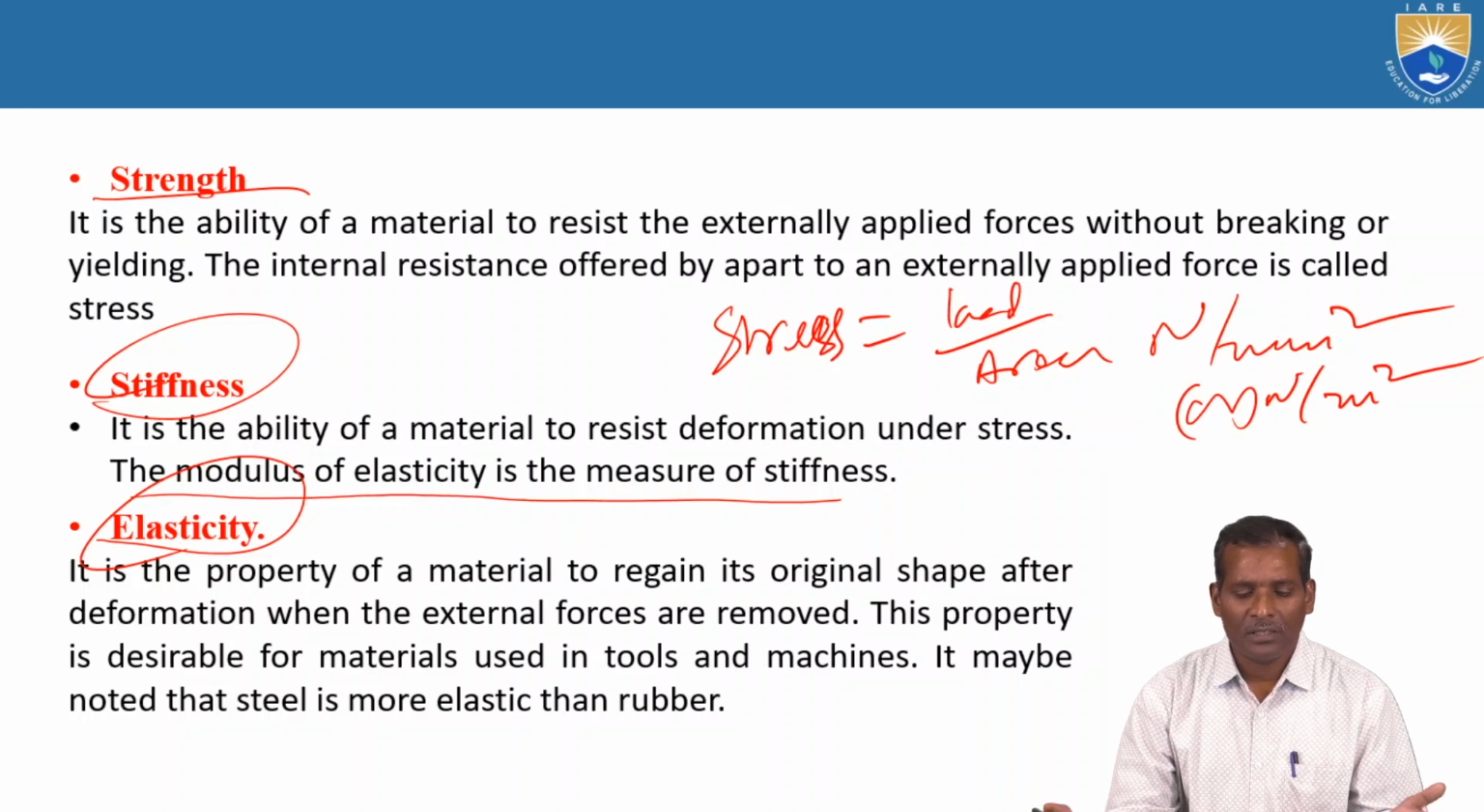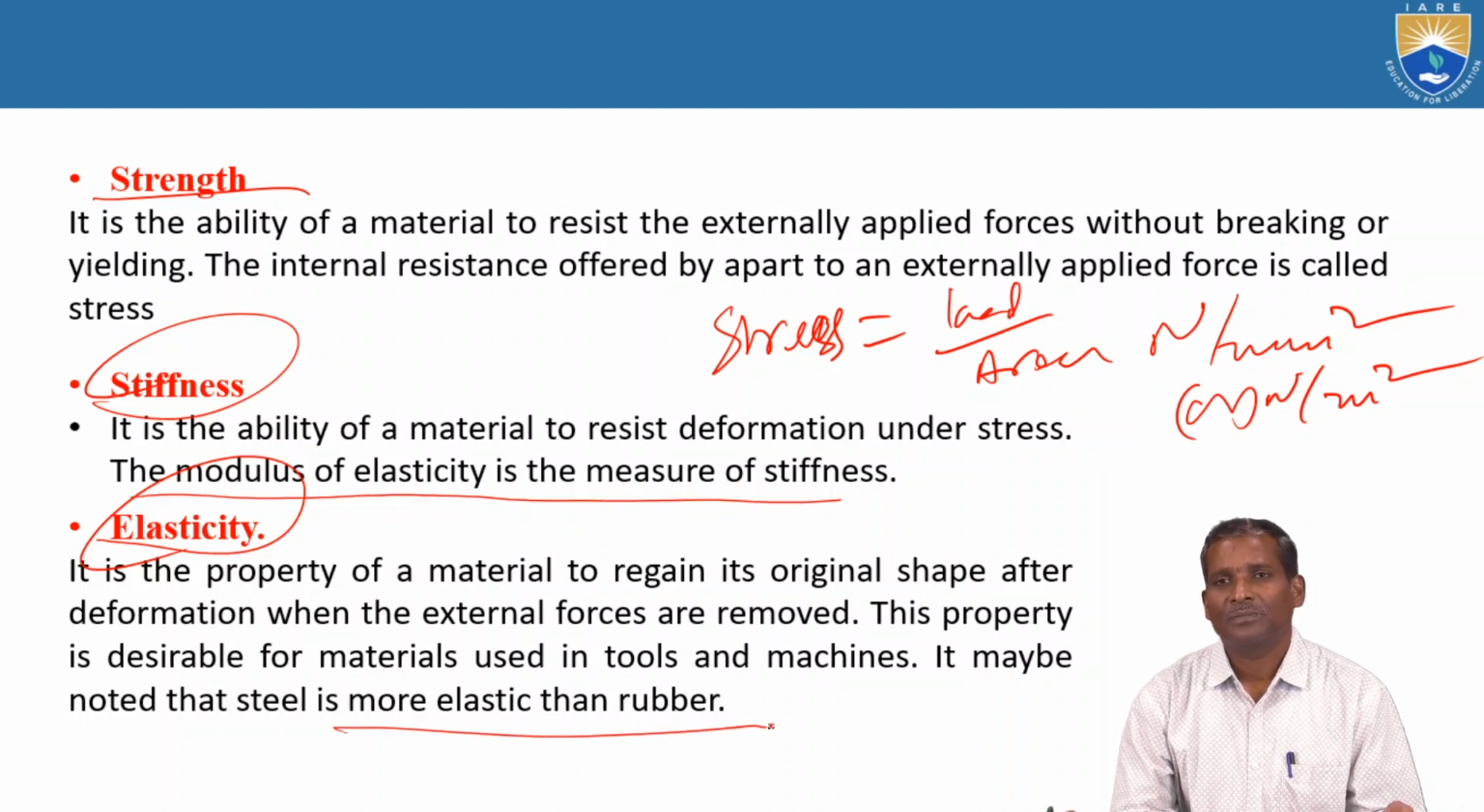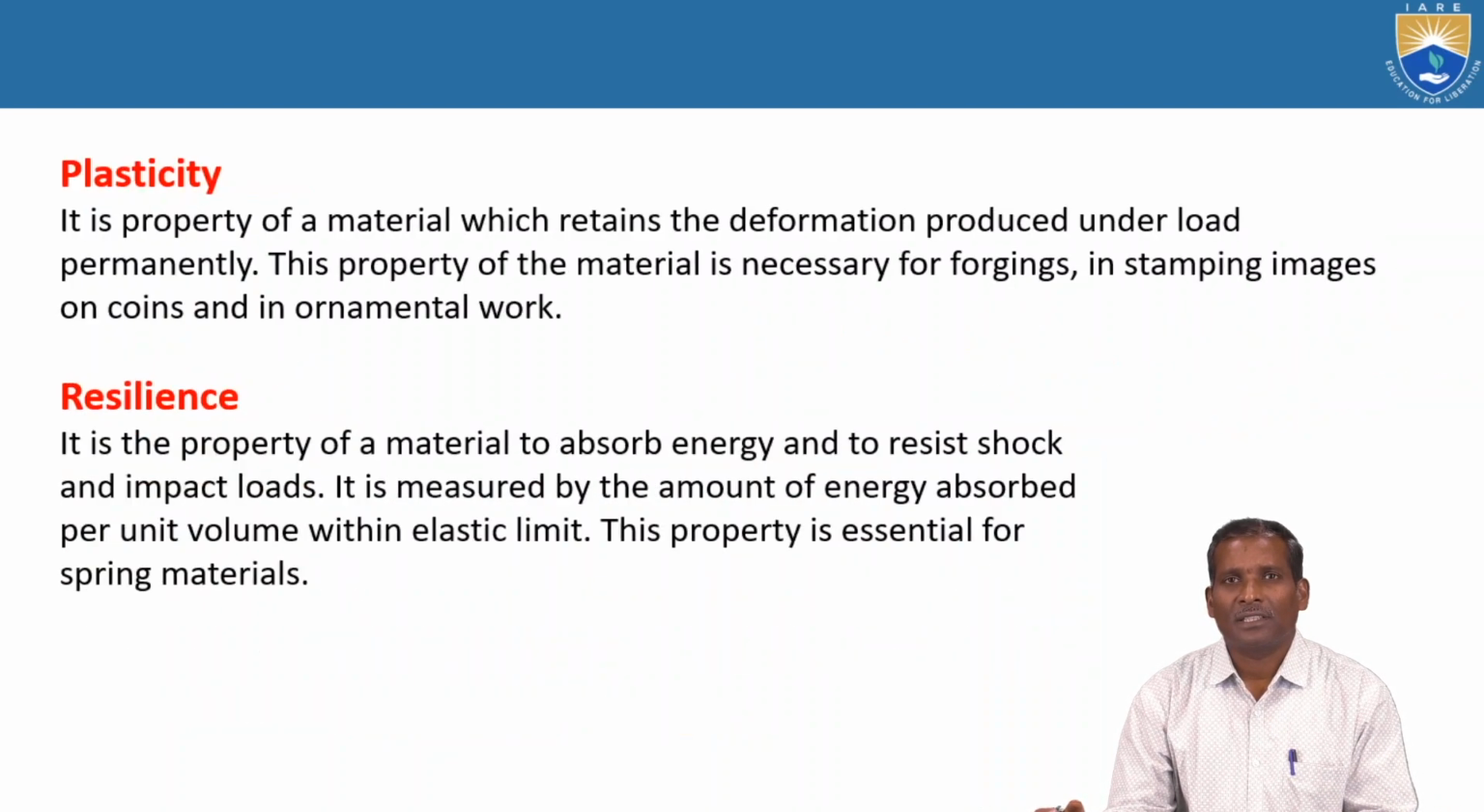It may be noted that steel is more elastic than rubber. Examples of elasticity property materials. Elasticity property is nothing but whenever the external forces are removed, the material regains its original shape. That property is called elasticity.